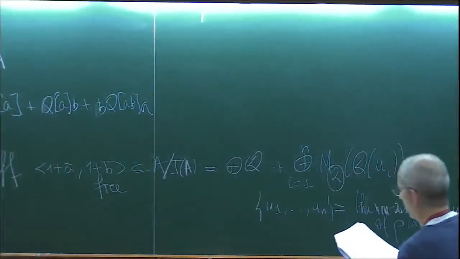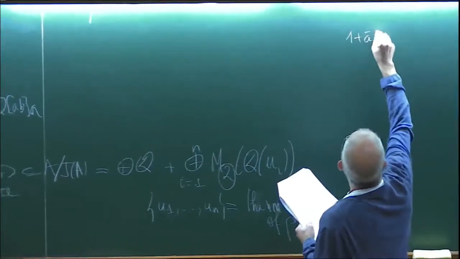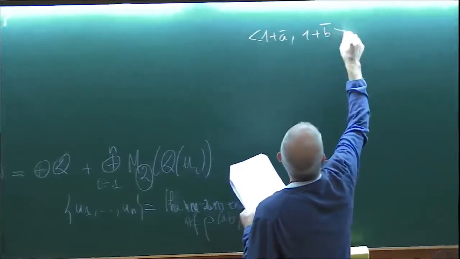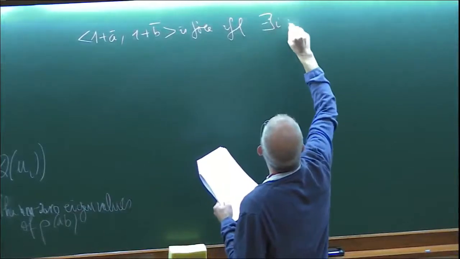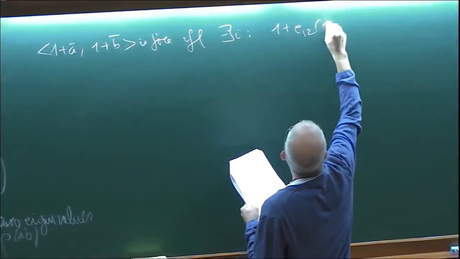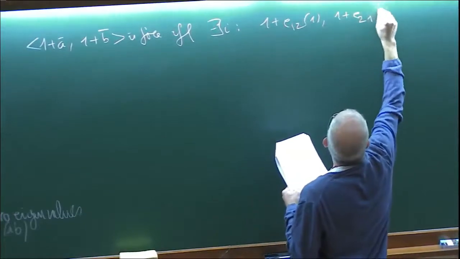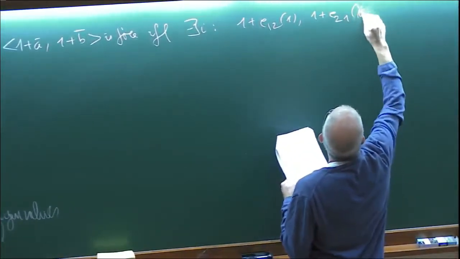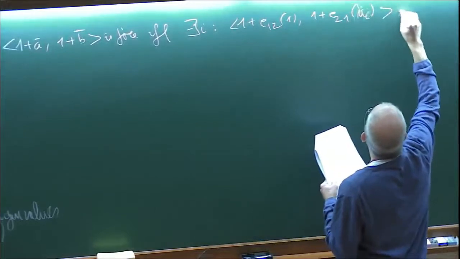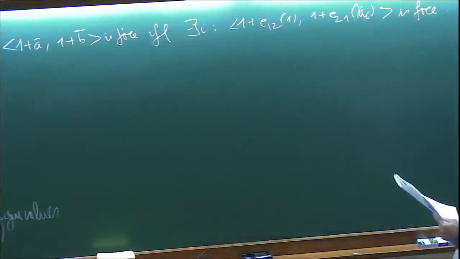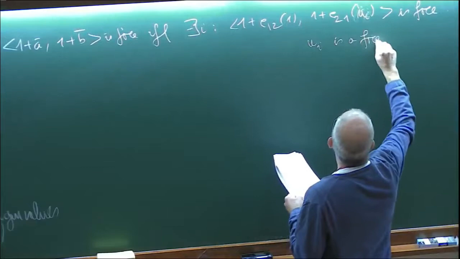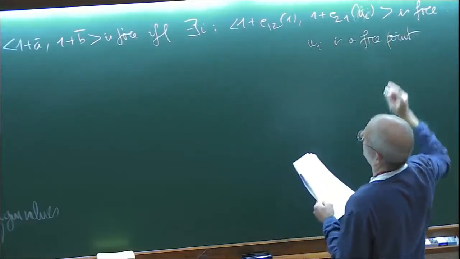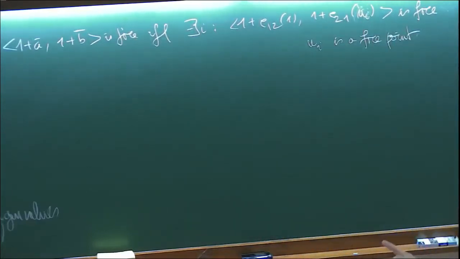And then you can also show that 1 plus A, 1 plus B is free if and only if there exists an i so that 1 plus E12 and 1 plus E21 lambda i, or mu i, is free. This requires a little proof. And such a mu i is called a free point. And from that, the result follows then.